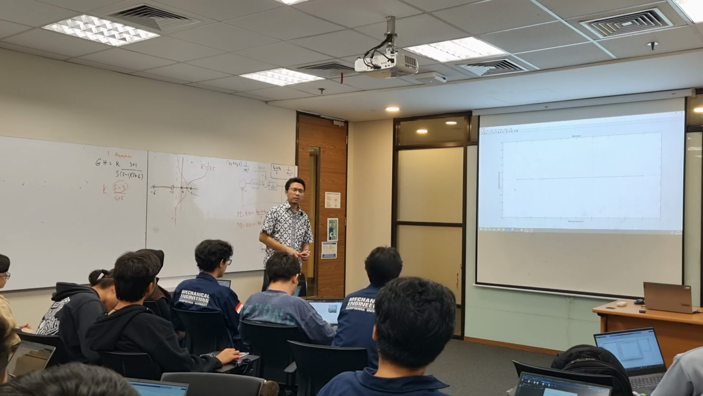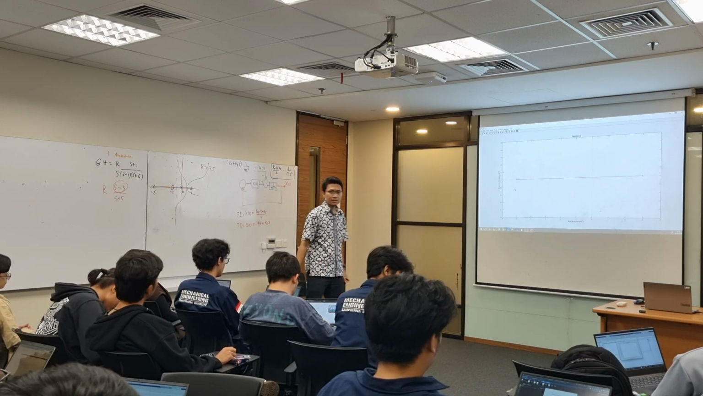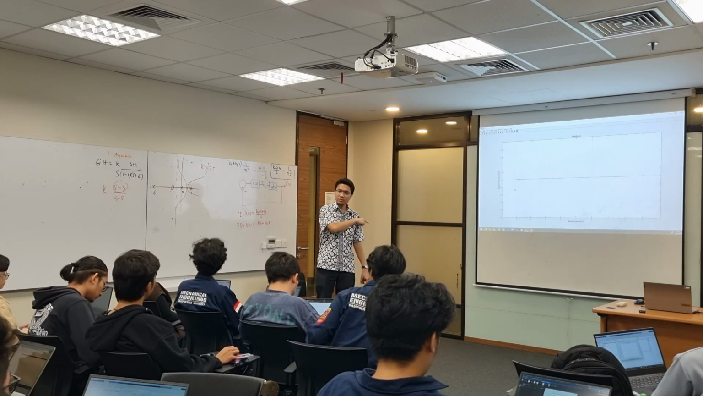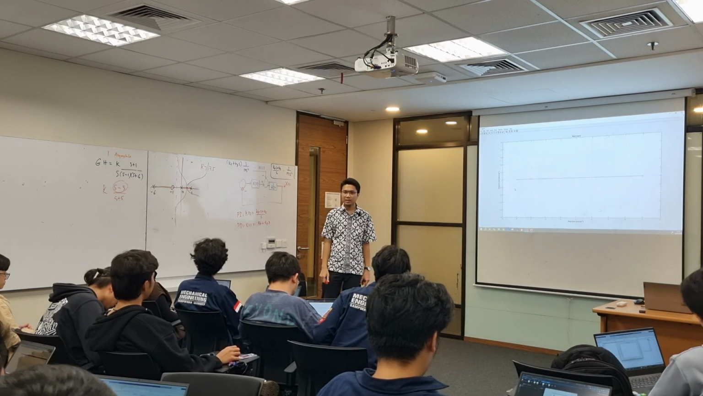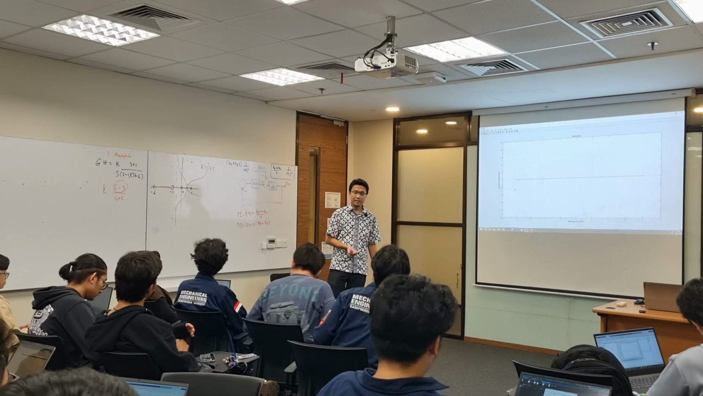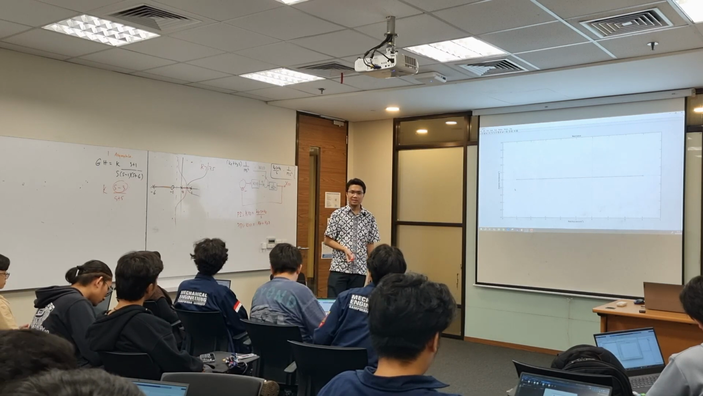If you want your system to be faster, the zero must be on the left side of your pole. Bigger k, faster system. Makes a reasonable setting, right?